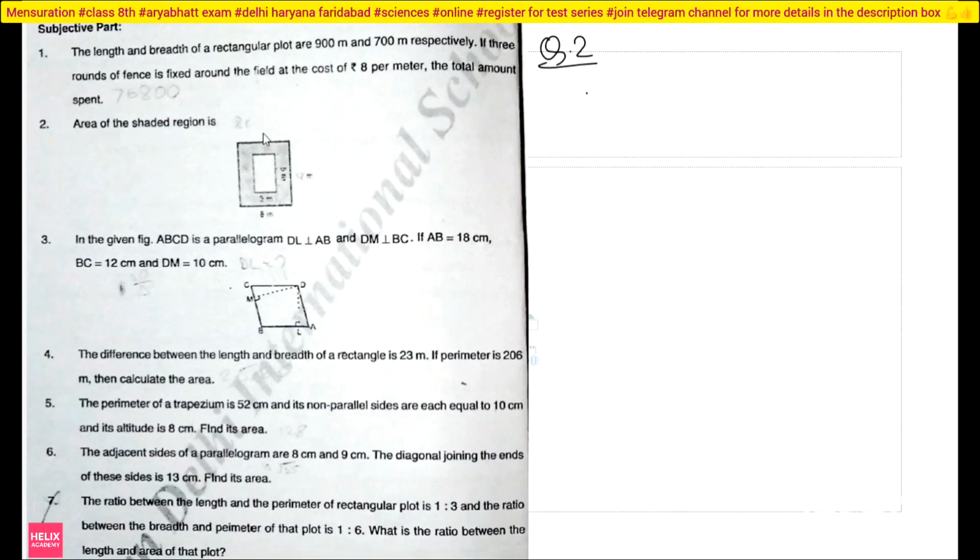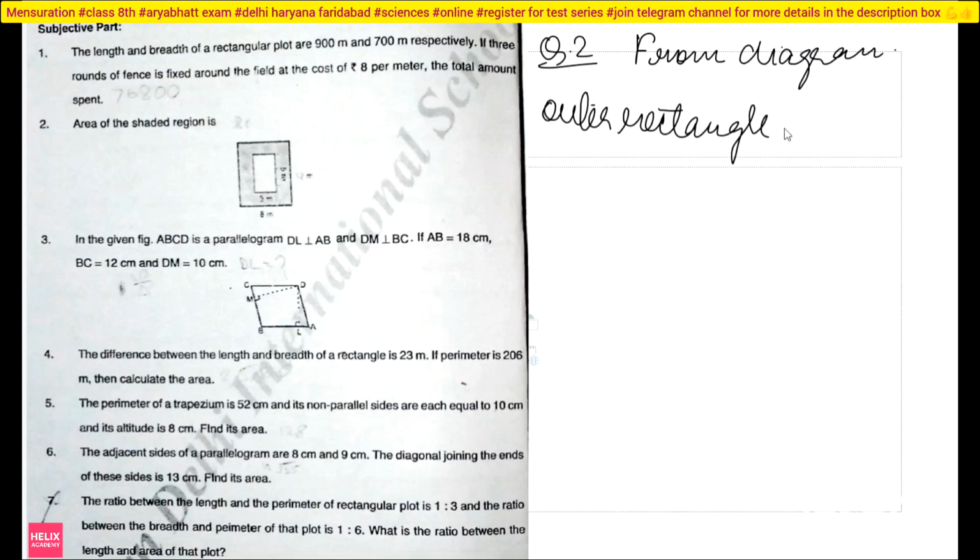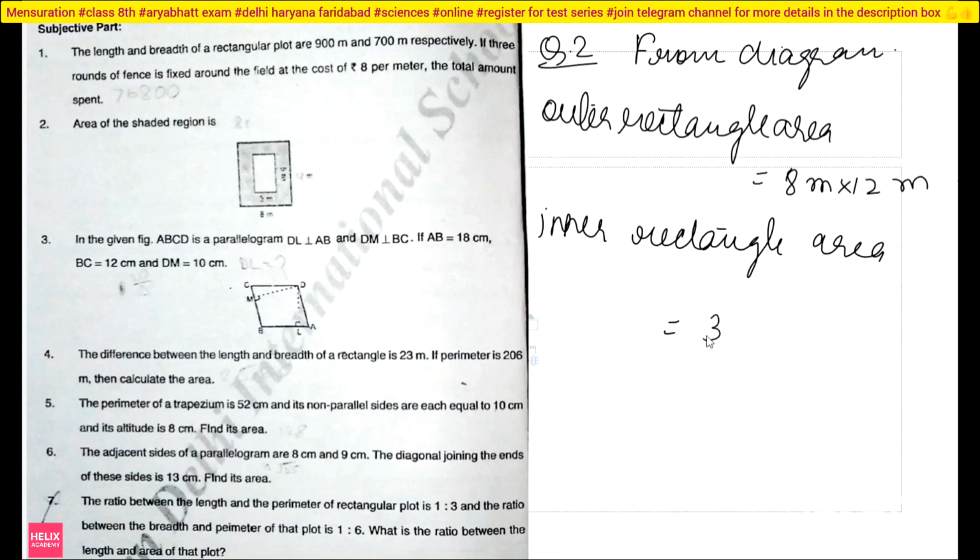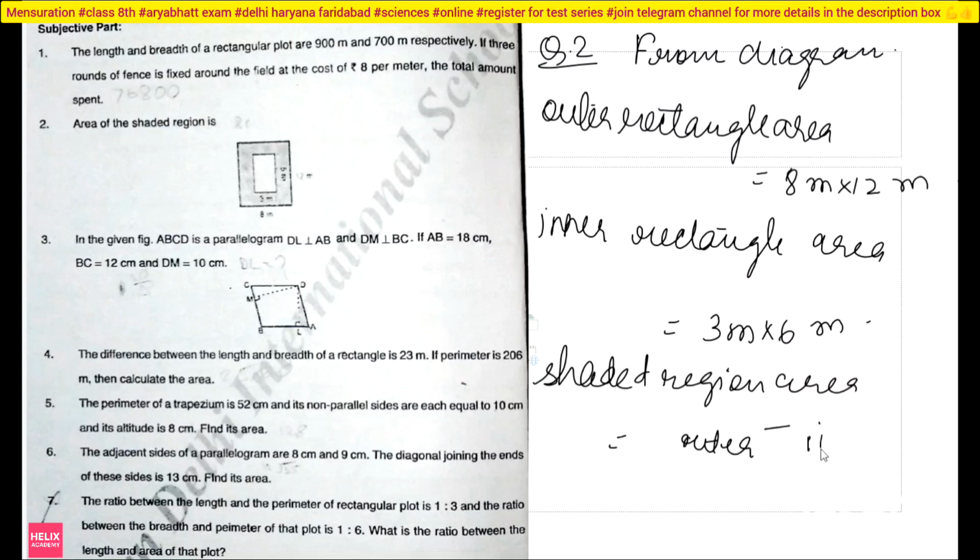Question number 2, they are asking about the area of the shaded region. One is 8, another is 12, and the interior is 5 and 3 meter. So you can easily subtract. From the diagram, outer rectangle area is 8 meter into 12 meters, and inner rectangle area is 3 meter into 6 meter. The shaded region area will be outer minus inner. So it becomes 96 minus 18, which is 78 meter square. It will be your answer.